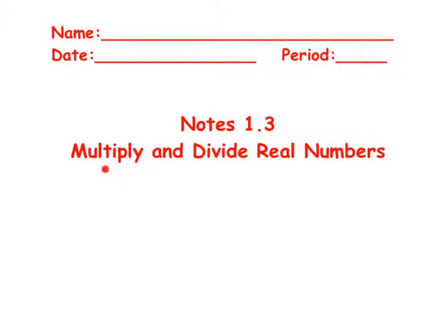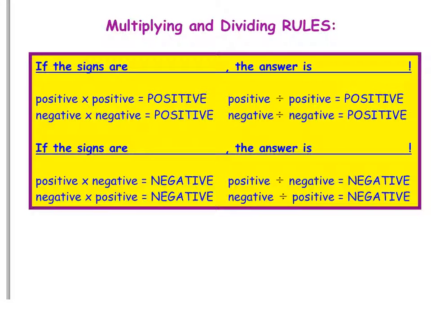So get out your notebook and write down the title. This is notes for 1.3. In this particular lesson we will have 22 examples. I'll try to go through it as quickly as possible so it doesn't take us too long. So let's get started.